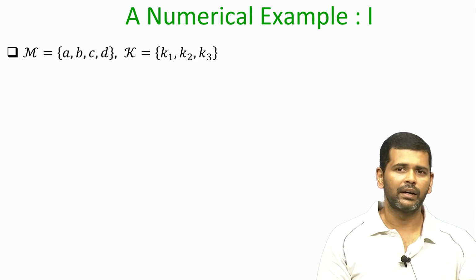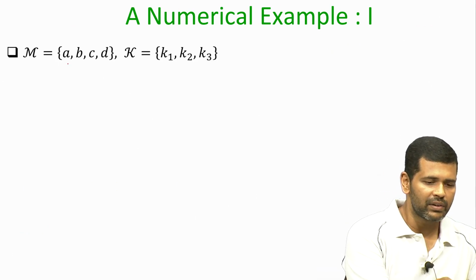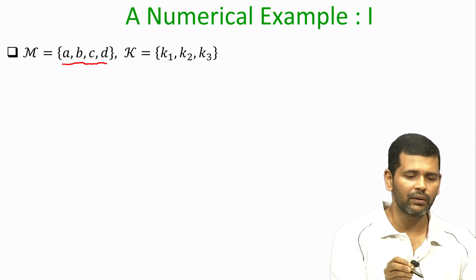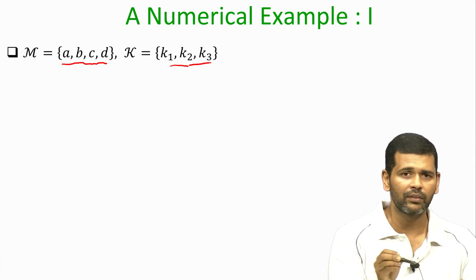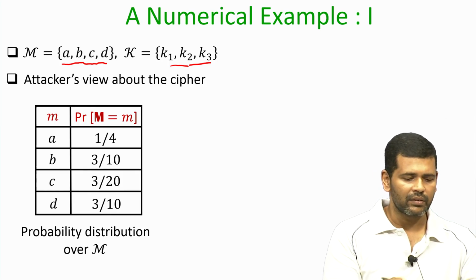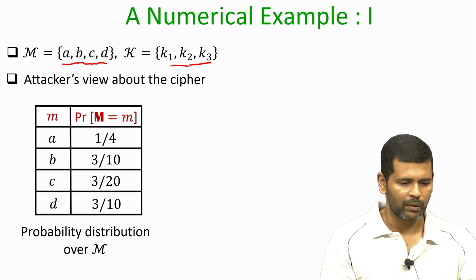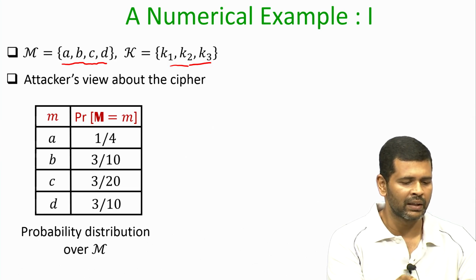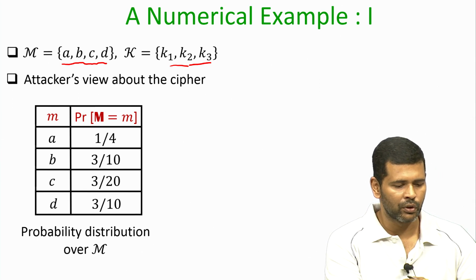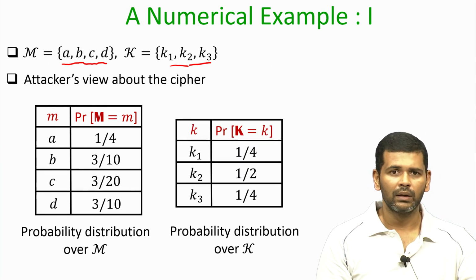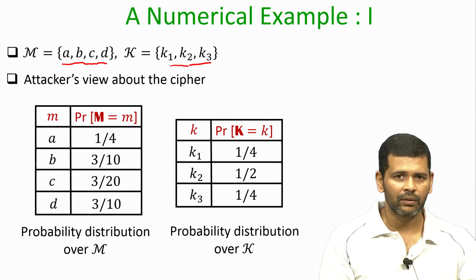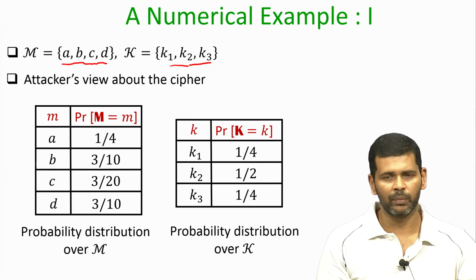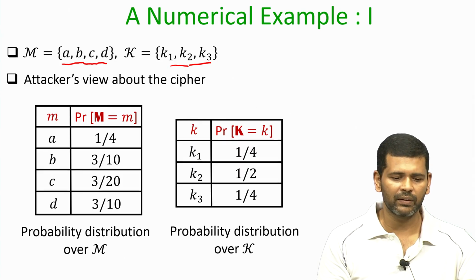So, imagine I have a candidate encryption process where the candidate messages could be either the character A or B or C or D. In the same way, imagine I have a key generation algorithm which could output 3 keys with different probabilities, and say the attacker has the following probability distribution over the plain text space. That means it knows, depending upon the underlying context, that the message could be either A with probability 1/4 or B with probability 3/10 and so on. In the same way, assume that the key generation algorithm outputs the candidate key to be K1, K2, K3 with probability 1/4, 1/2 and 1/4 respectively. That is the probability distribution over the key space that the attacker has.